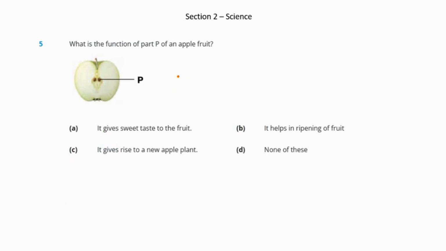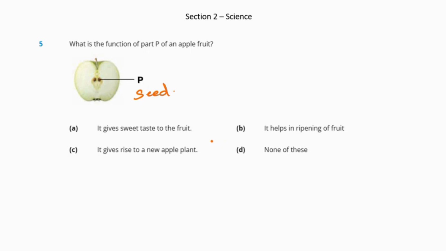Okay. Next question. What is the function of part P of an apple fruit? Okay. Here you can see apple fruit and part P. So which is this part? P part is a seed only. Okay. So what is the main function of the seed? Yes. So here seed means what? It gives rise to a new plant, right?